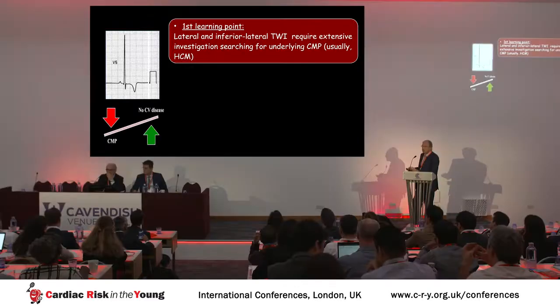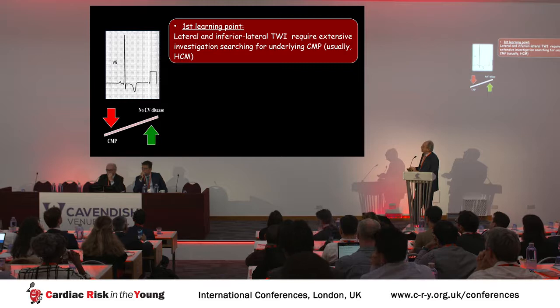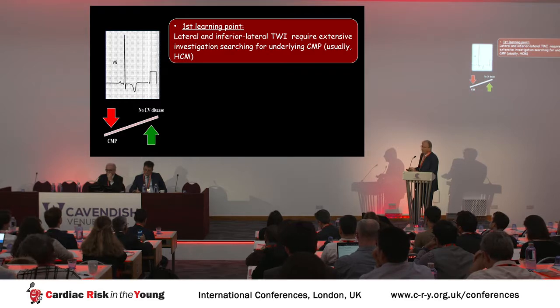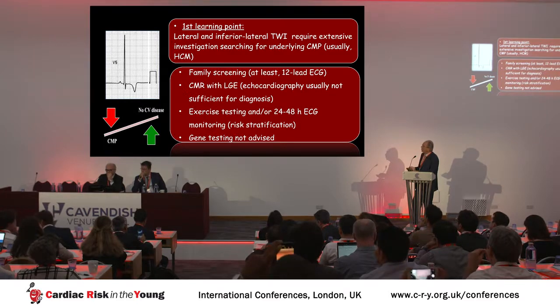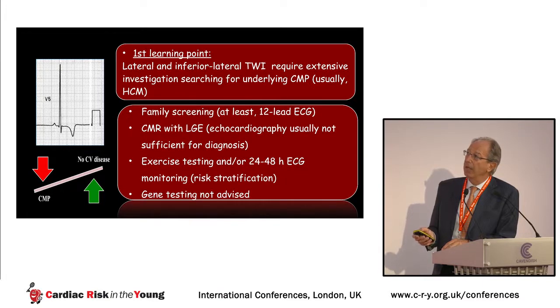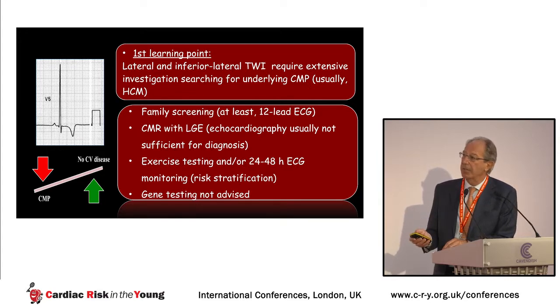And so the first learning point today is that in case of an inferior lateral T-wave inversion, we should have an extensive investigation searching for underlying cardiomyopathies, usually hypertrophic cardiomyopathy, and as I said more than once, cardiac MRI can be utilized. In addition to cardiac MRI, family screening, at least EKG and maybe echo, while exercise testing and Holter monitoring are more useful for risk stratification, much more than for diagnosis.